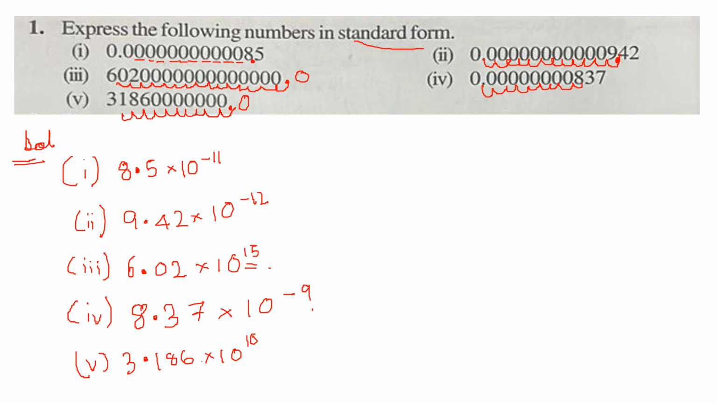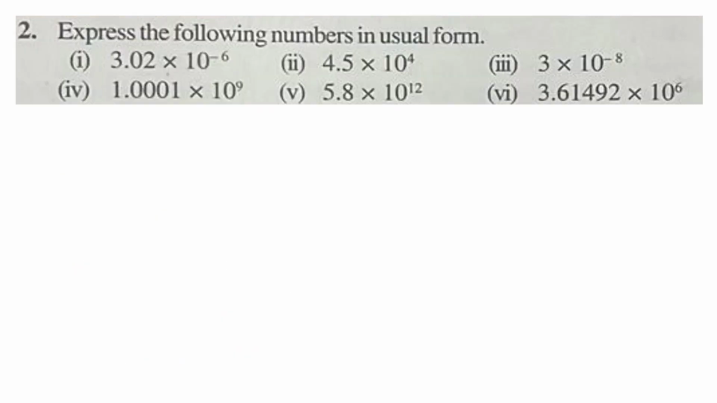3.186 into 10 to the power 10 is the answer for the fifth question. Moving on to the second question. The question given to us is express the following numbers in usual form. So the first question given to us is 3.02 into 10 to the power minus 6.